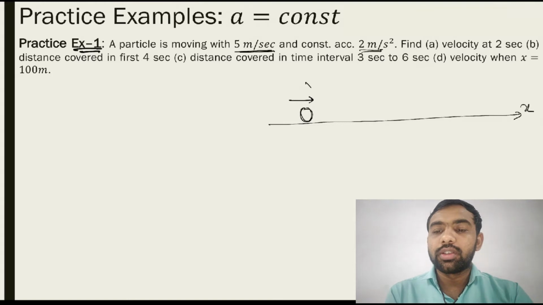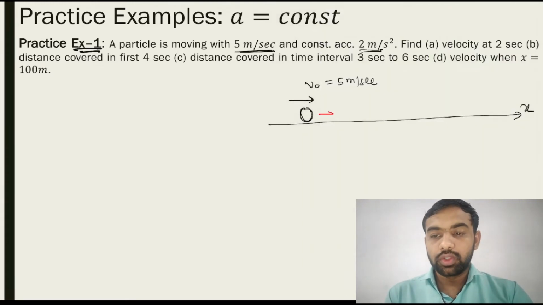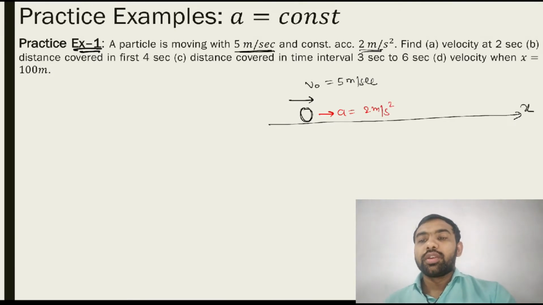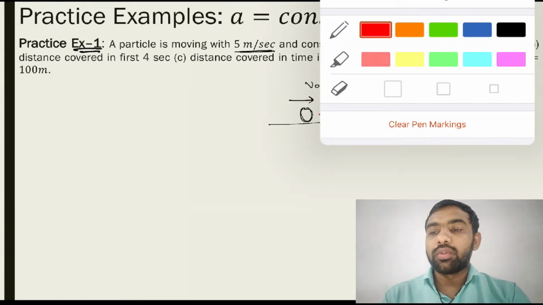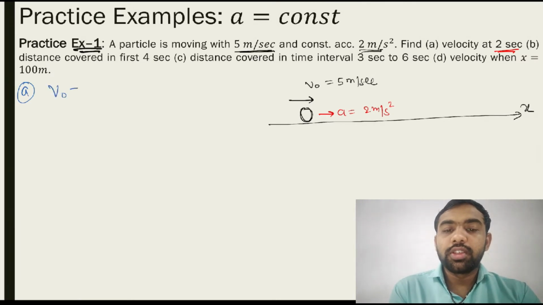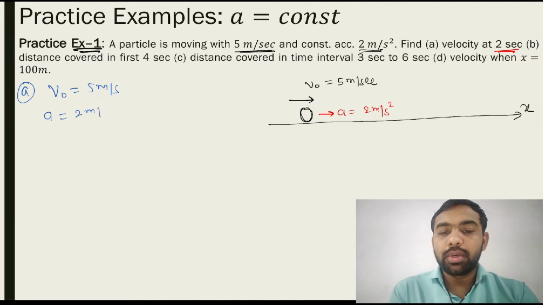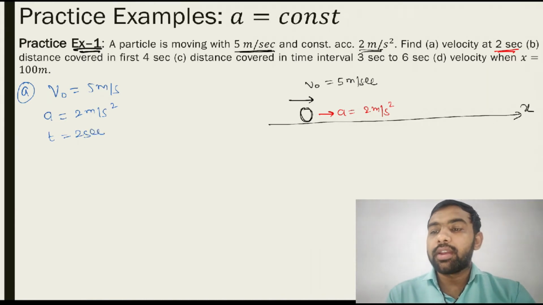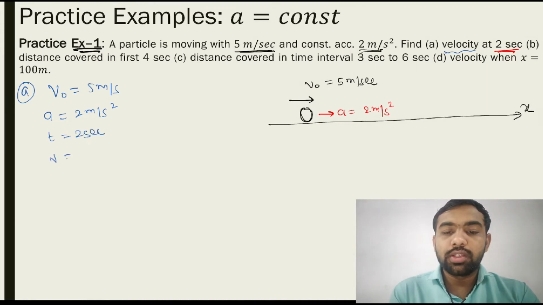What is its initial velocity? So v naught is equal to 5 meter per second, and its acceleration is equal to 2 meter per second square. Find the velocity at 2 seconds. Suppose we don't know where this particle is, so first write down the given data: v0 is equal to 5 meter per second, a is equal to 2 meter per second square, t is equal to 2 seconds, and find the velocity. Velocity means v is equal to, to be found out.